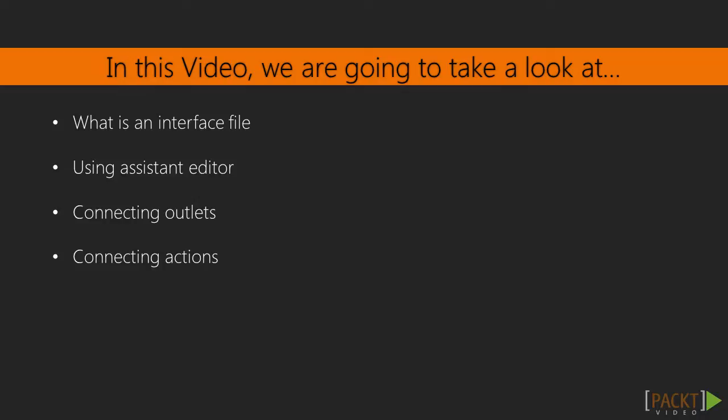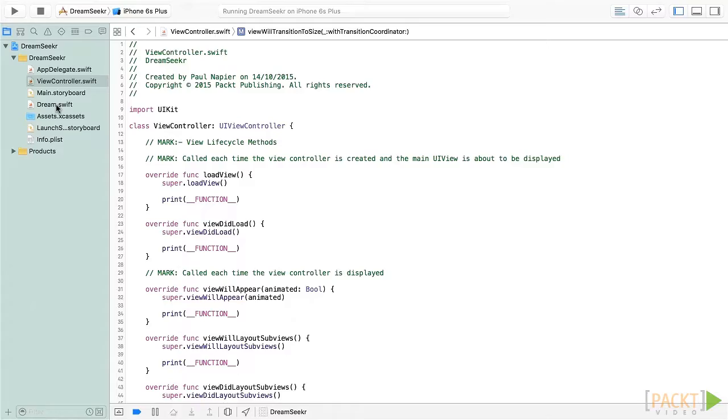Then we're going to look at how we use the Assistant Editor to access all of the properties and variables. Then we're going to see how we connect outlets. And finally, we'll look at how we connect our actions. So, we have our model, we've created a view within our storyboard, and we know about the lifecycle methods. The next thing we want to do is to start connecting our view to our view controller.